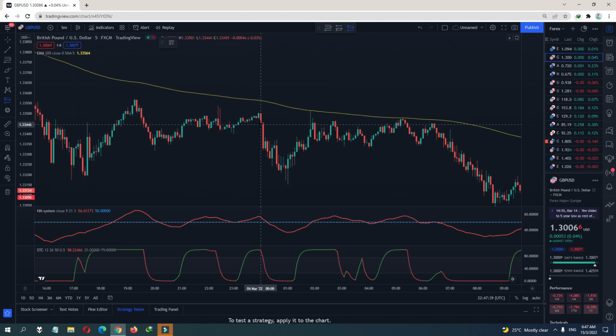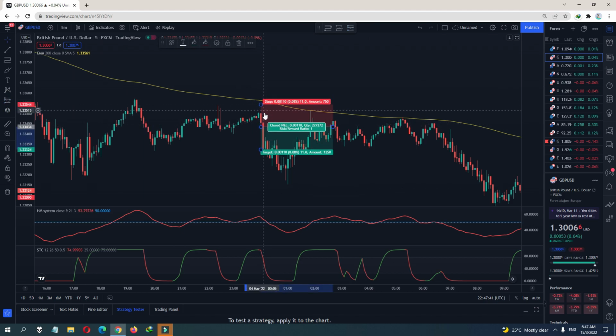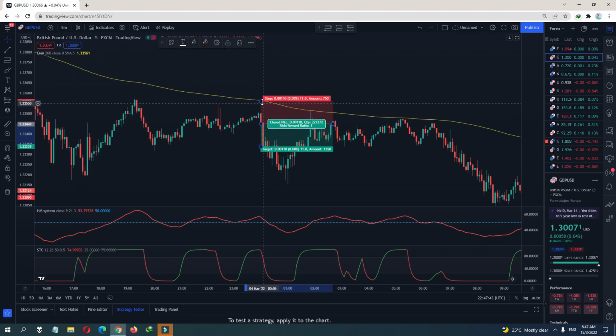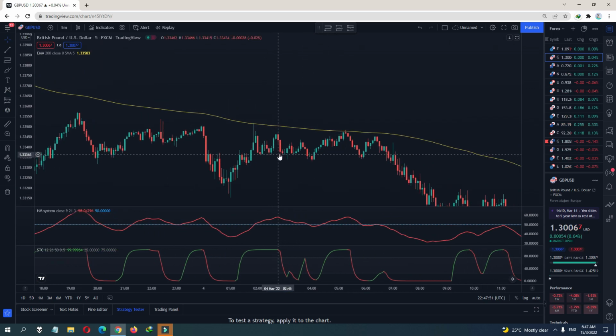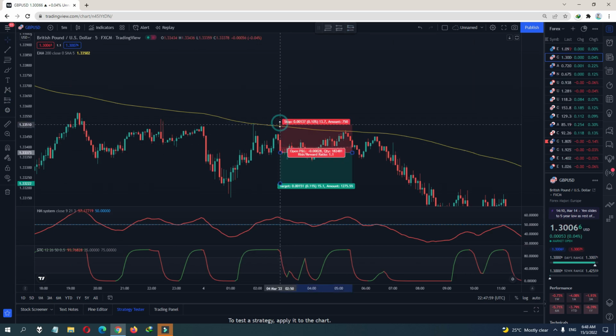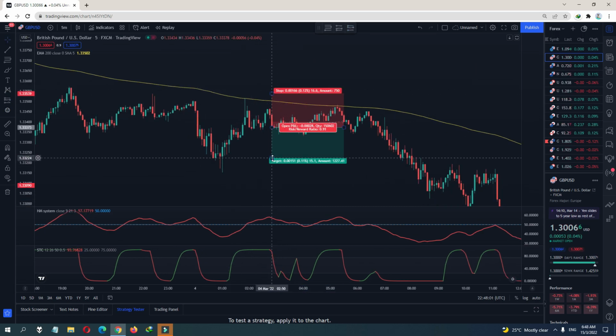Stop loss maybe right there, so target 1 to 2. And here we have another sell. Stop loss right there, maybe. Target 1 to 2.